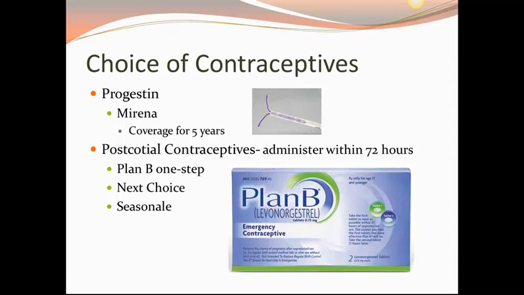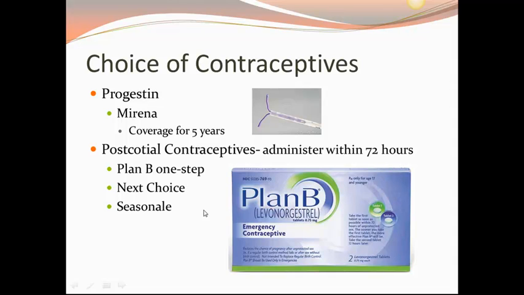So there are also other choices of contraceptives besides the pill. There are some progestin-only type medications other than Depo called the Mirena, as we have pictured here, and this is a little device that is inserted into the patient and it gives coverage for 5 years.